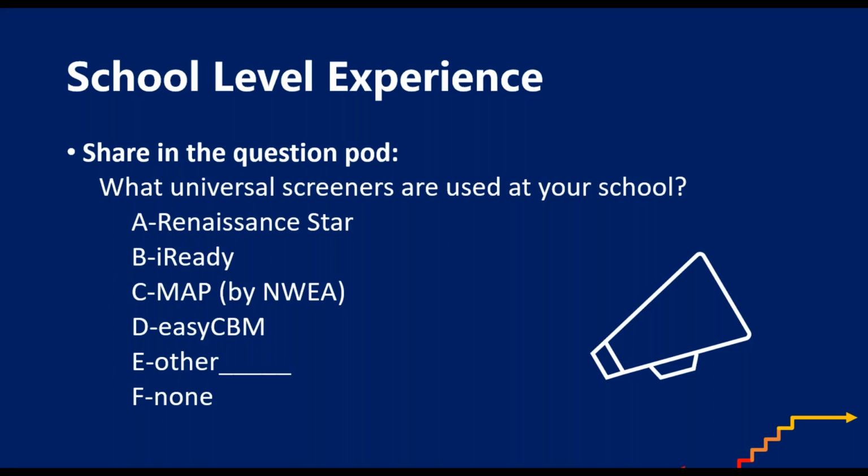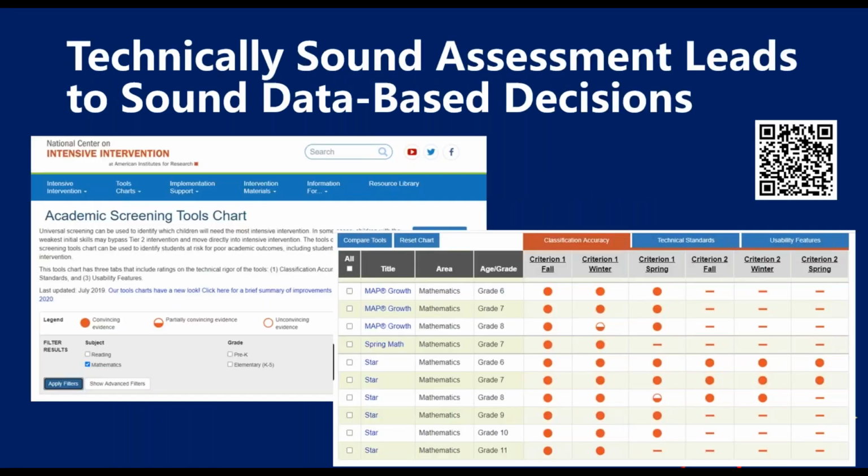It looks like we have some familiarity with some of these tools, and some schools that aren't using one, that's okay. Let's look at where you can find out more about universal screening tools. On the NCII website, you'll find this tools chart to help evaluate universal screening tools, including ratings on technical rigor of the tools. You can see there's a QR code there in the corner that will take you right to that.